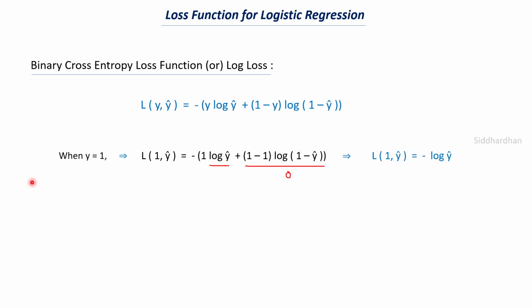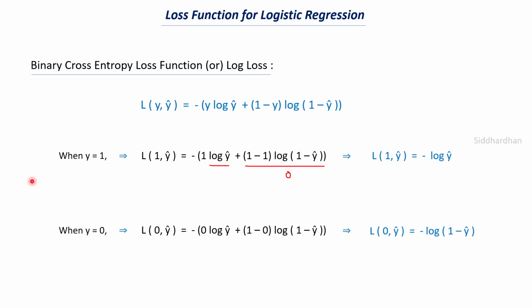And whenever y value is equal to 0, we need to discuss that as well. So whenever y is equal to 0, if you substitute the value of y as 0, you will get L of 0 comma y cap. Now this first term will become 0 because we are substituting y is equal to 0, and 0 into any number is 0. And now 1 minus 0, since we are substituting y is equal to 0, will be 1. This is the second term. So the first term will be 0, and you will have only this second term, which is negative log of 1 minus y cap. This negative sign comes from here. As I've told you, this negative sign is common for both the first term and the second term.